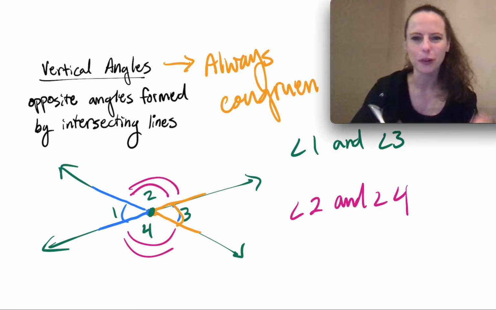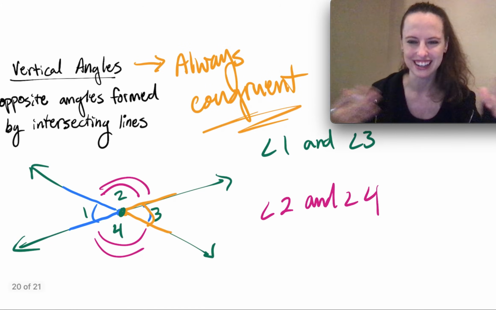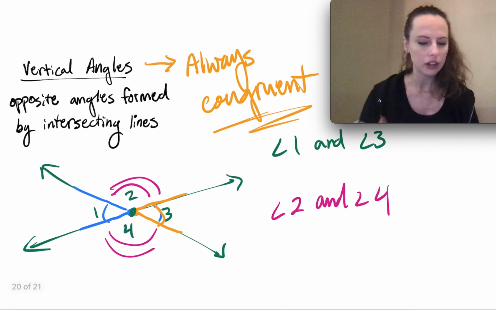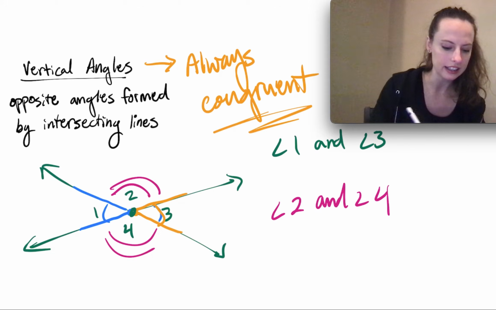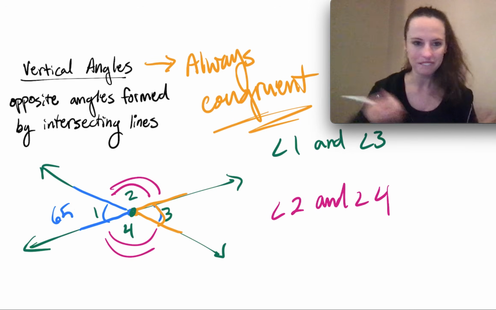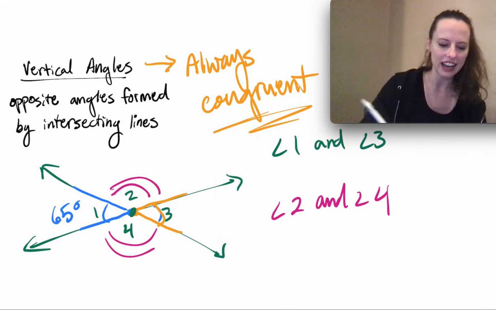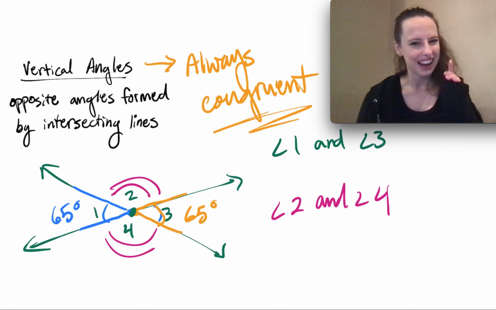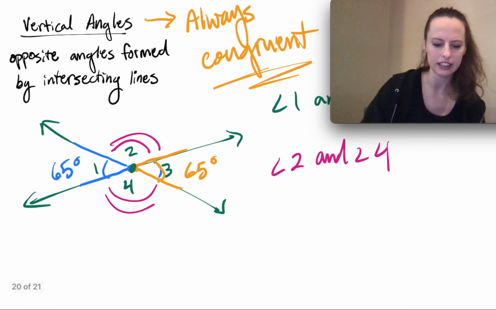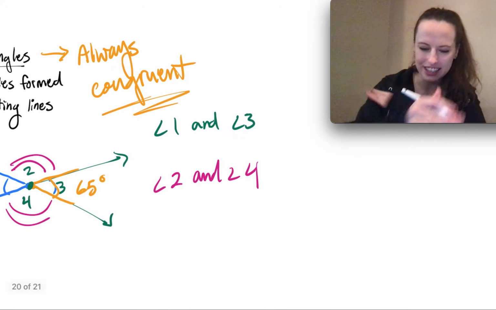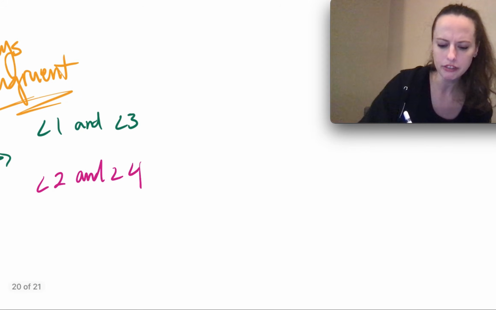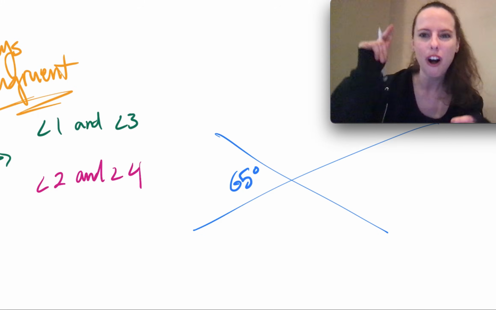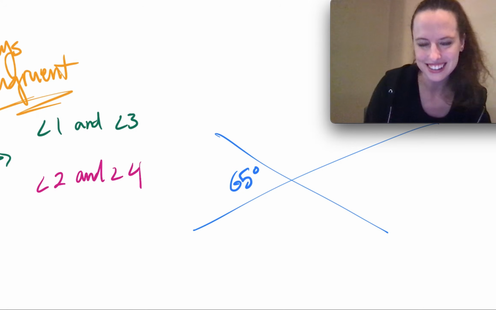And this will be more and more helpful as you get more into geometry and end up working with more angles. But like, let's say that angle 1 is 65 degrees. Well, then we automatically know that angle 3 is also going to be 65 degrees. Now here's an interesting thing: with these intersecting lines, if you know one of them, let's say it's 65 degrees, that actually can tell you all 4 of the angles in that diagram.